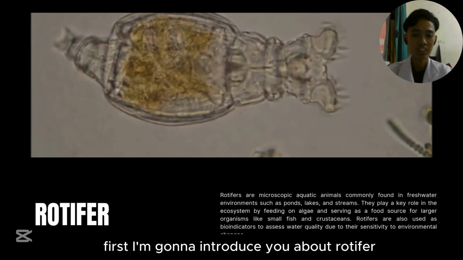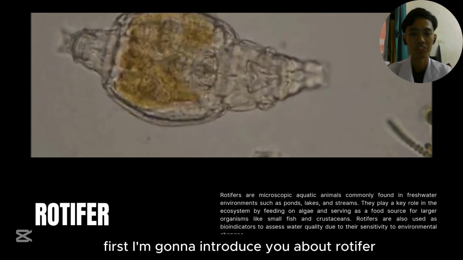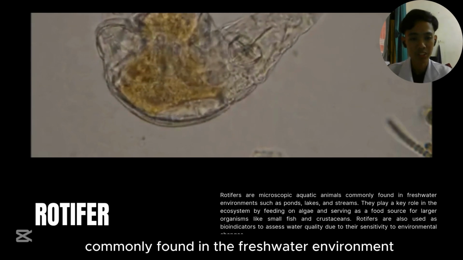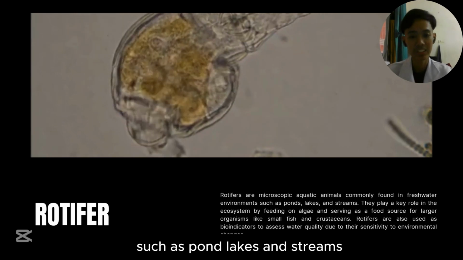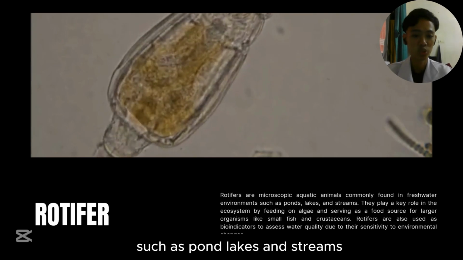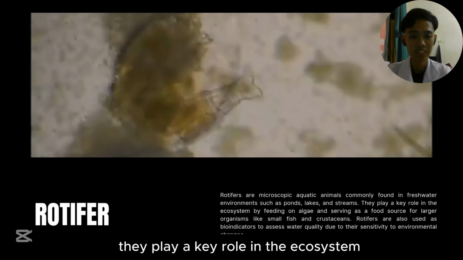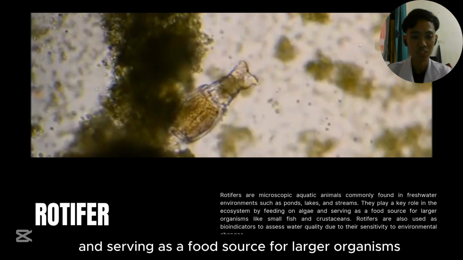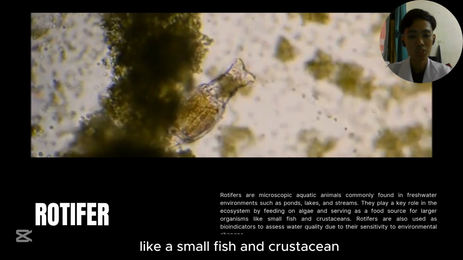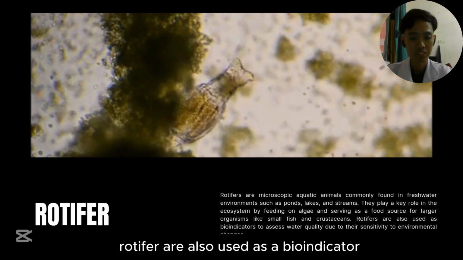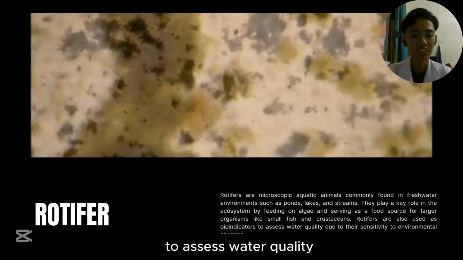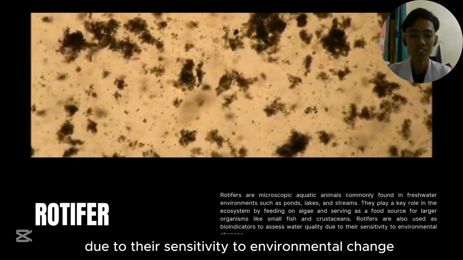First, I'm gonna introduce you to rotifers. Rotifers are microscopic aquatic animals commonly found in freshwater environments such as ponds, lakes, and streams. They play a key role in the ecosystem by feeding on algae and serving as a food source for larger organisms like small fish and crustaceans. Rotifers are also used as a bioindicator to assess water quality due to their sensitivity to environmental change.